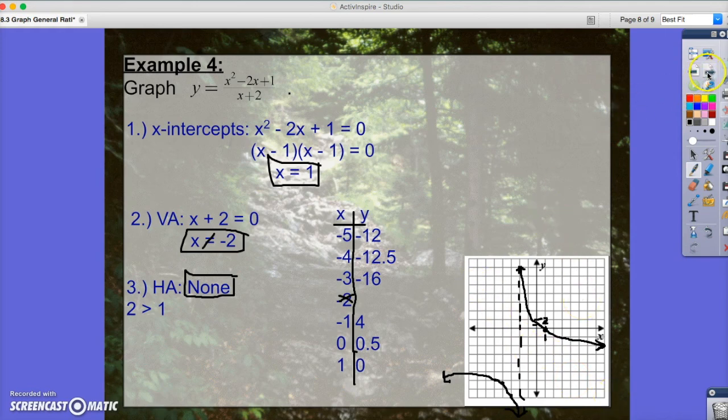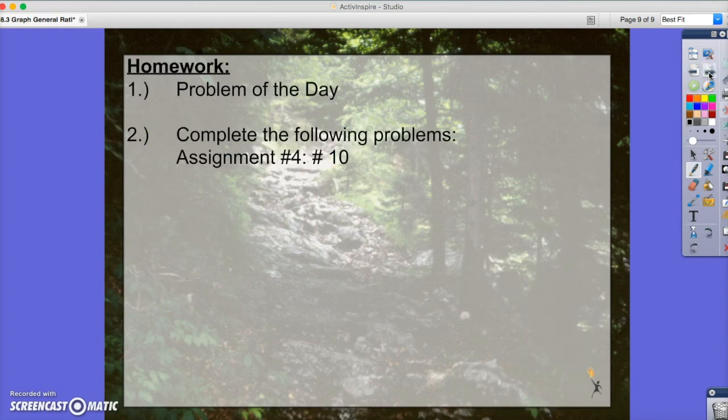All right, that's it for the lesson. Homework is the problem of the day, and on assignment 4, I only want you to complete number 10. I want you to give it its best shot, so when we come to class, we can go over it.